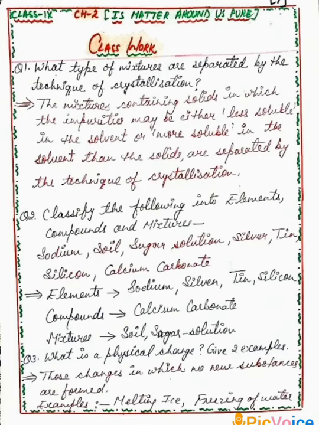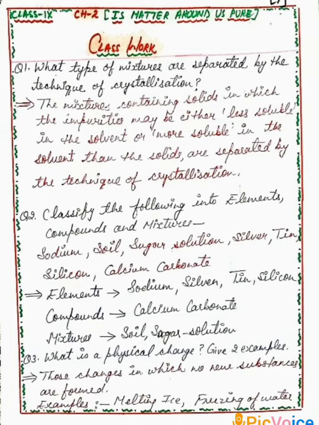Students, this is your classwork of chapter 2, Is Matter Around Us Pure. Let's move to the questions and answers. Our first question is, what type of mixtures are separated by the technique of crystallization?